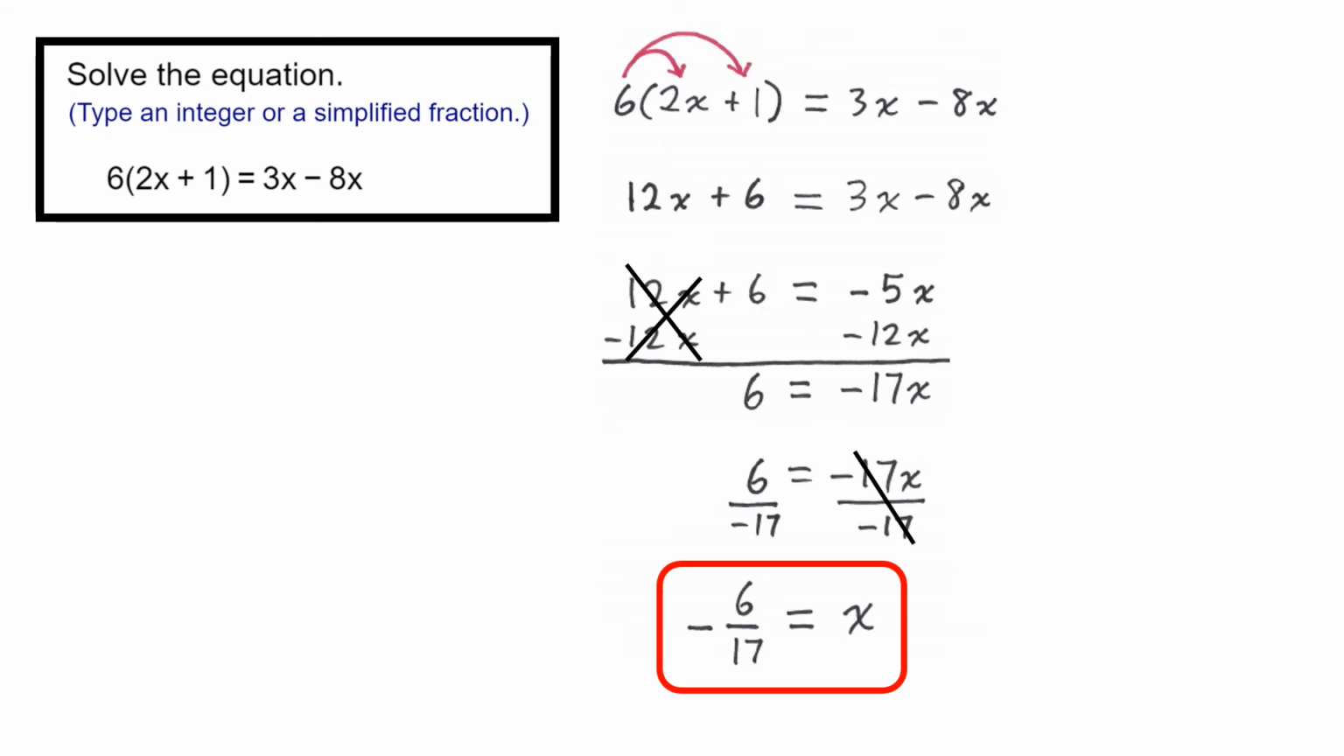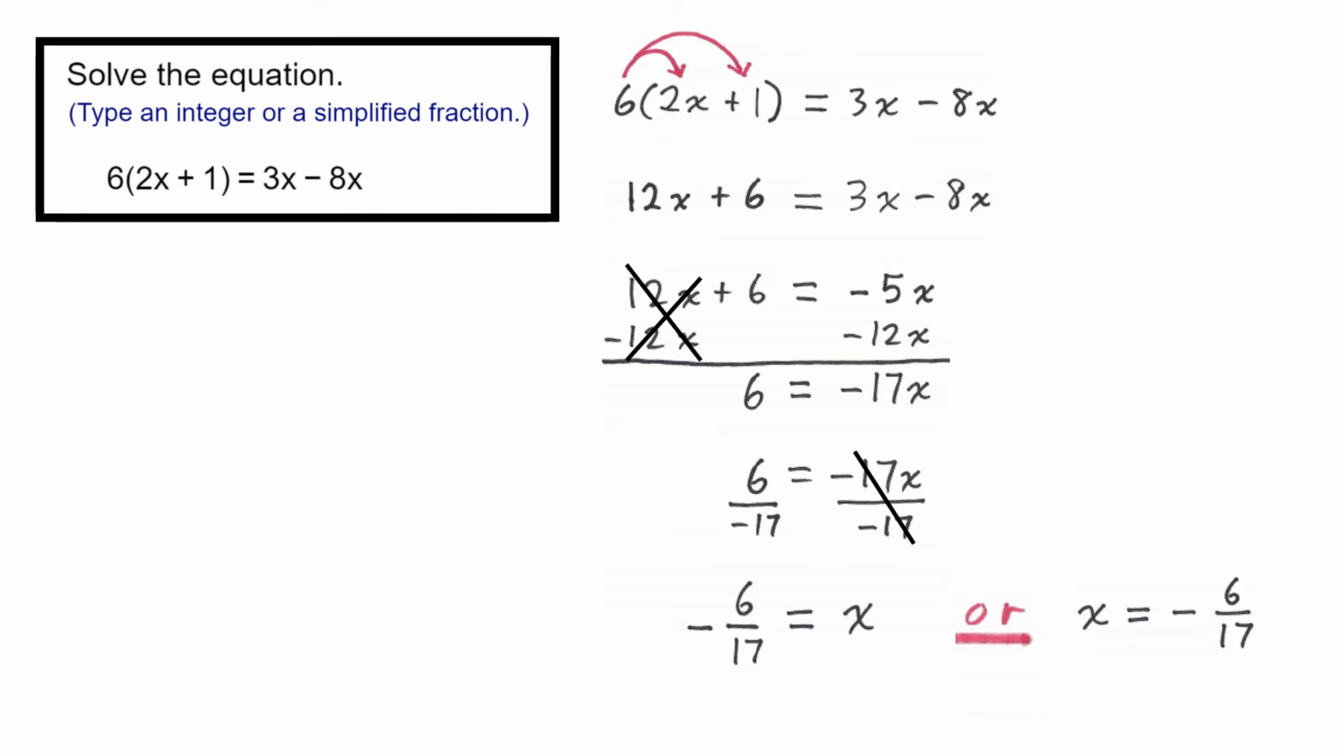One more thing. This equation is written kind of backwards, so this is not necessary, but some people like to rewrite this as x equals negative 6 over 17. Either way, negative 6/17 is our final answer.